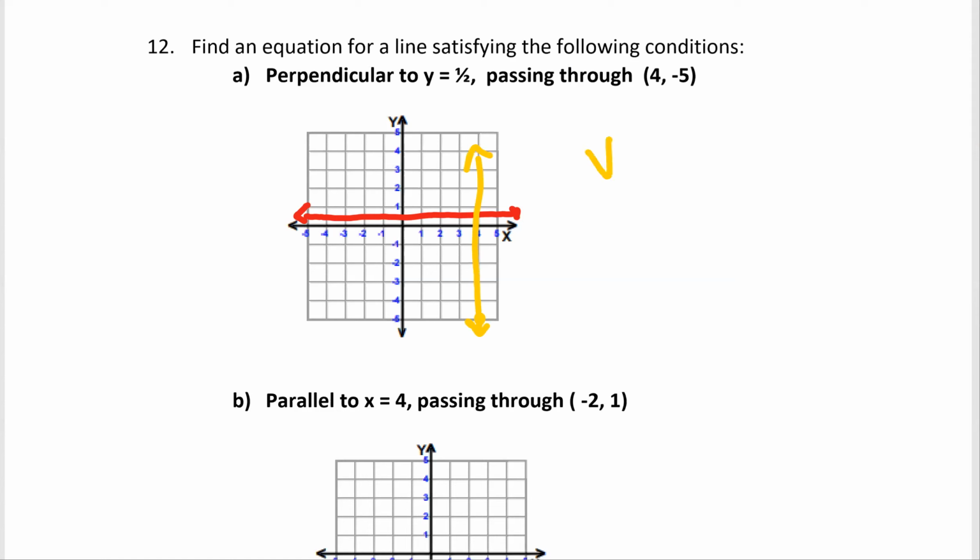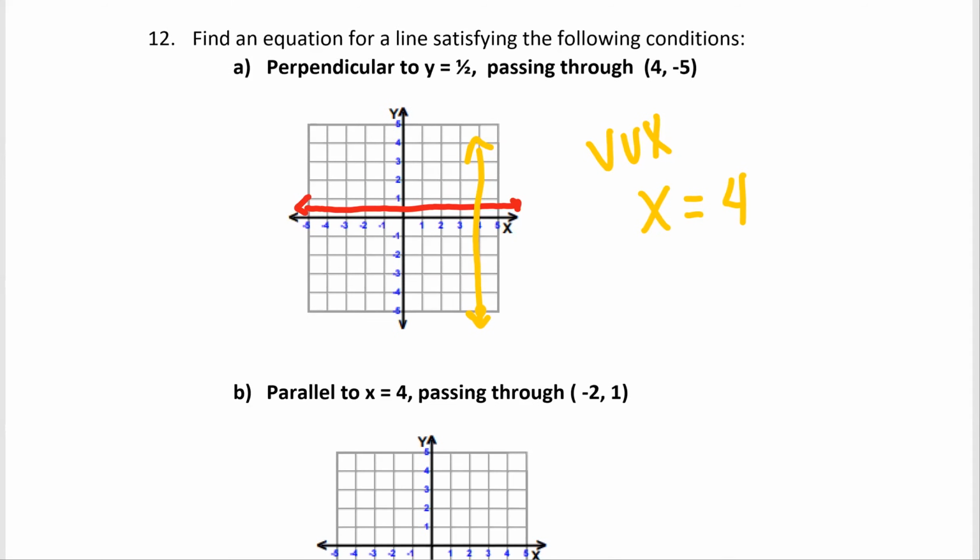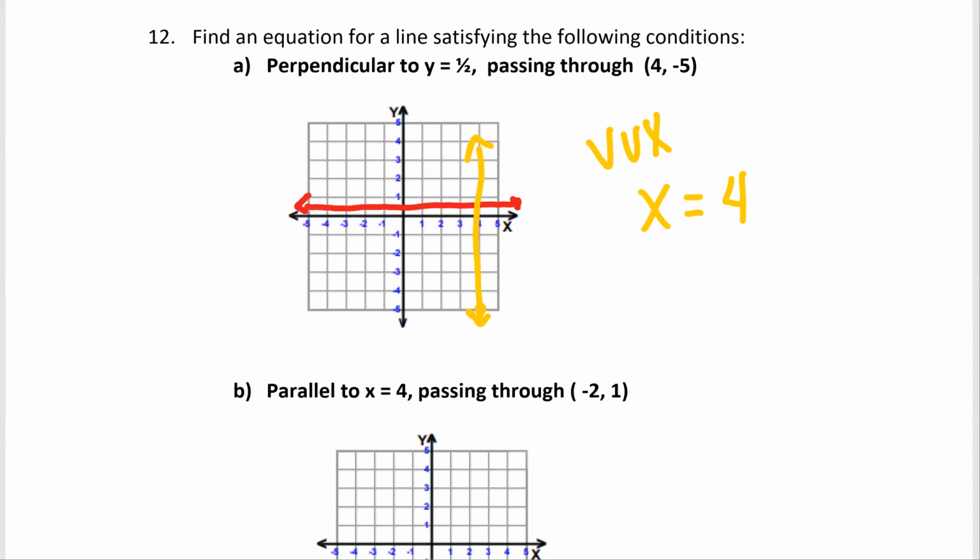So it's going to be a vertical line. A vertical line is the equation of the line is x equals. So it's going to be x is equal to the x value. So when you have a horizontal line, a vertical line is perpendicular to it. And if you have a vertical line, a horizontal line is perpendicular to it.